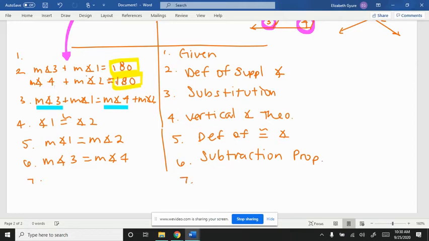And then step 7, we're almost there. What is the final thing that we need to do? Brock? Make them congruent. And if they have equal measures, are they congruent? Absolutely. So that is allowed. Angle 3 is congruent to angle 4 by what? Definition of congruent angles. Exactly. Good.